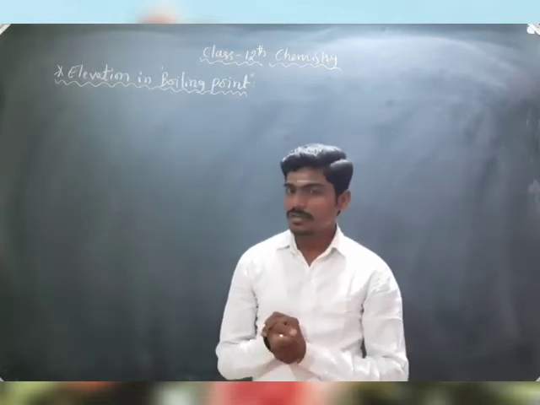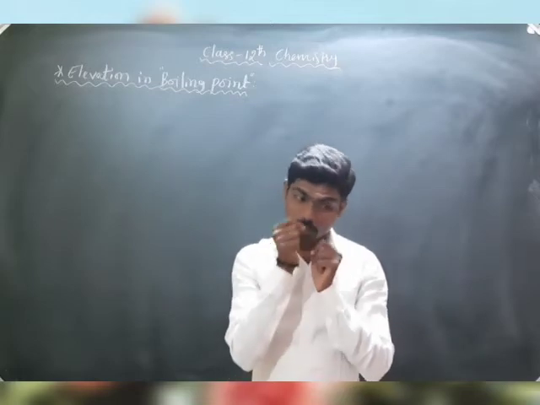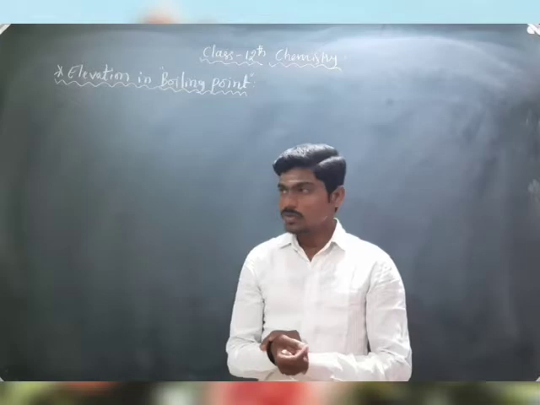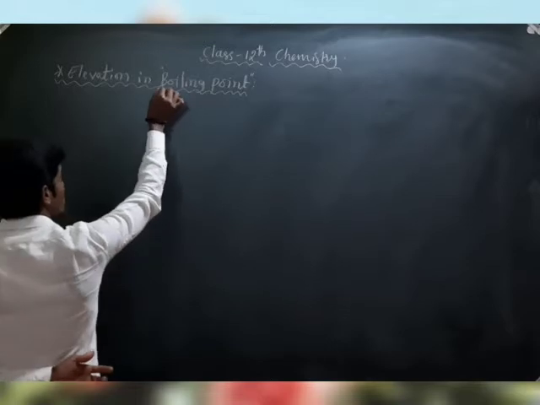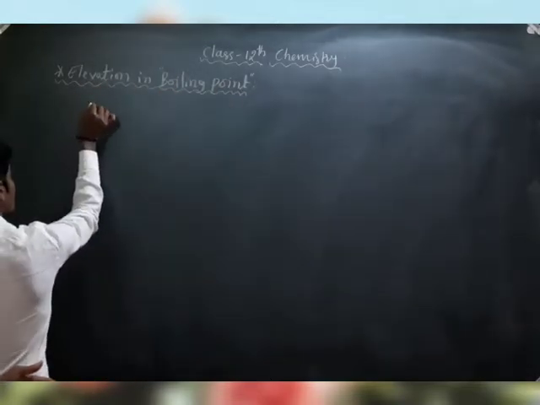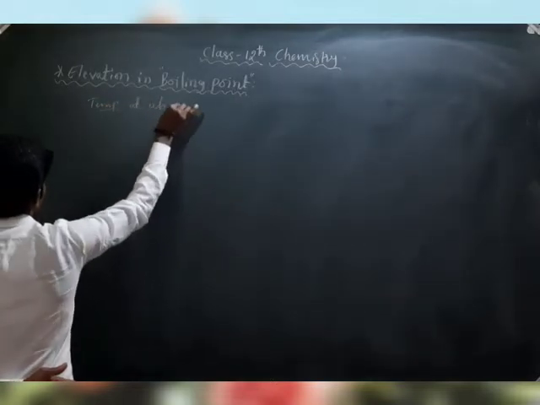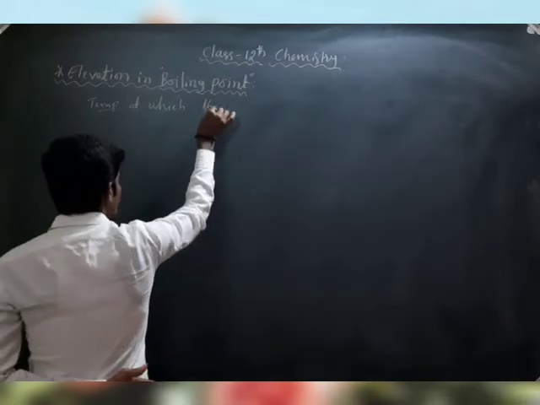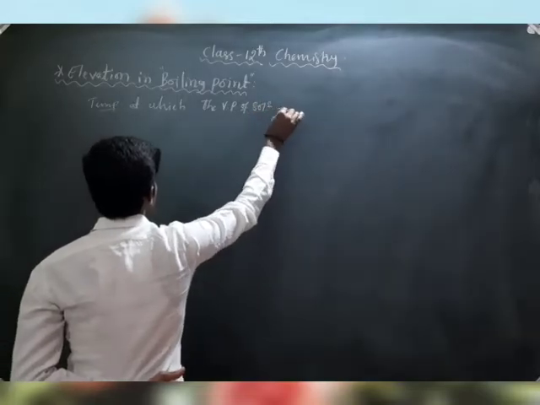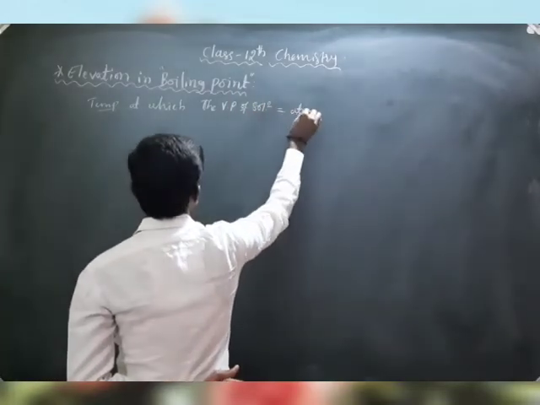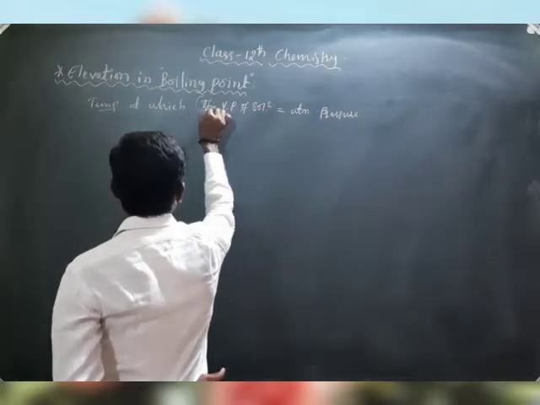What is the actual definition of boiling point? Boiling point is the temperature at which the vapor pressure of a solution becomes equal to atmospheric pressure. So this is known as boiling point.